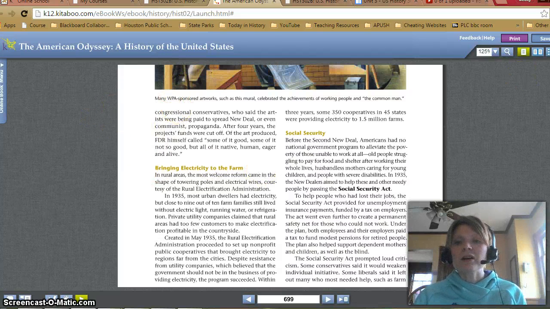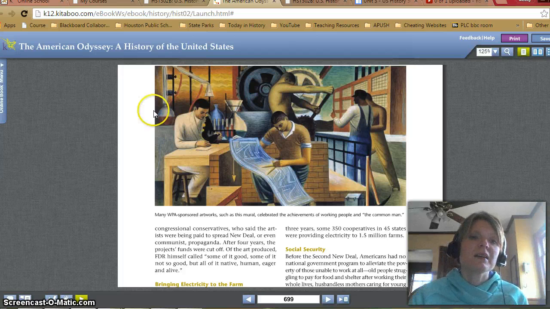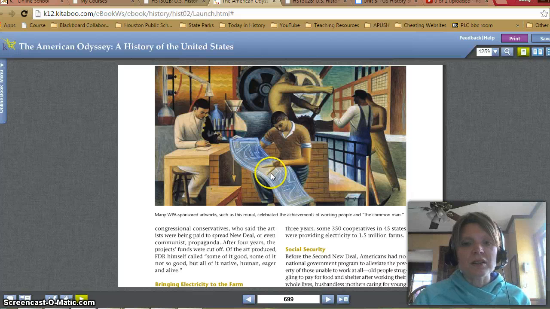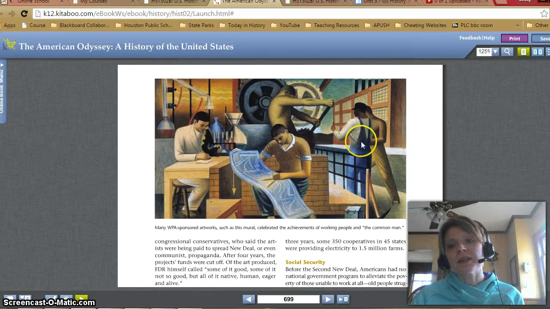And let's scroll up here. Look at the picture. Many WPA-sponsored artworks, such as this mural, celebrate the achievements of working people and the common man. So everything from scientists to the workman, to the draftsman, to the engineer, to those building the buildings.